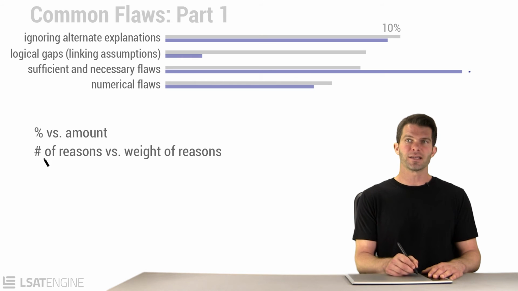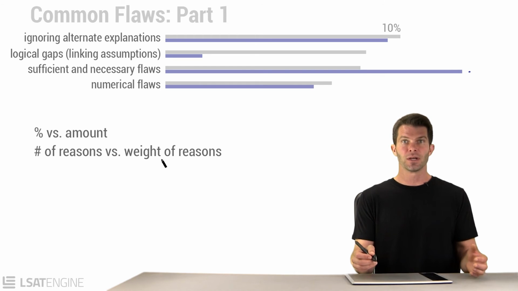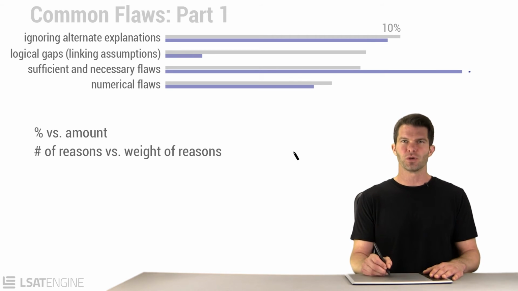Another numerical flaw is discussing the number of reasons and not considering the weight of those reasons. Just because you have 4 reasons to do something and 1 reason not to, doesn't mean you should do it, because the weight of the reason not to might outweigh all 4 of the reasons to do it.